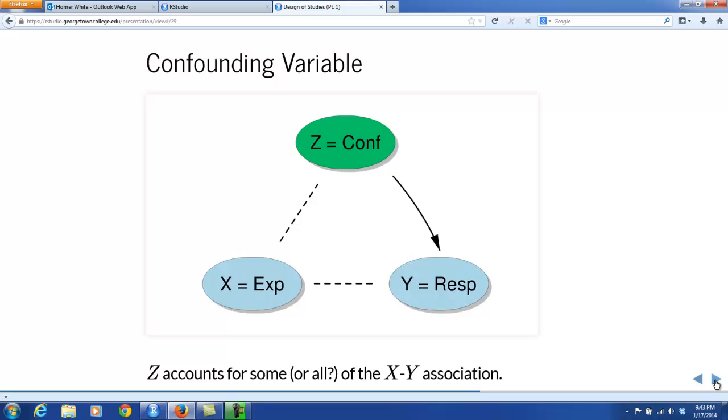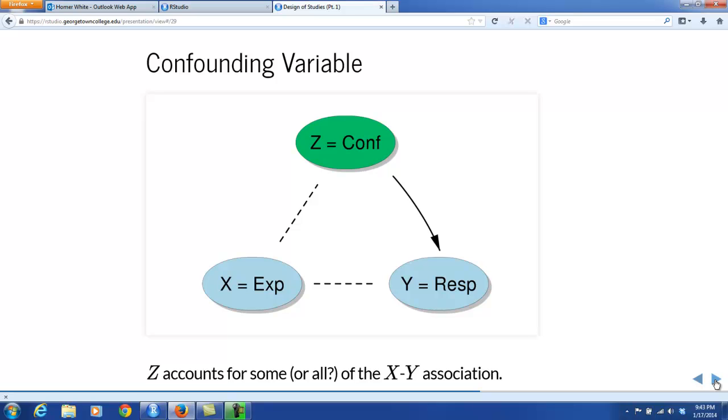Now, x might be doing some of the causal work on y as well. But because x and z are mixed up together, confounded, associated with one another, it's hard to tell how much of the causal work comes from x, if any at all. Maybe z is even doing all of the causal work.